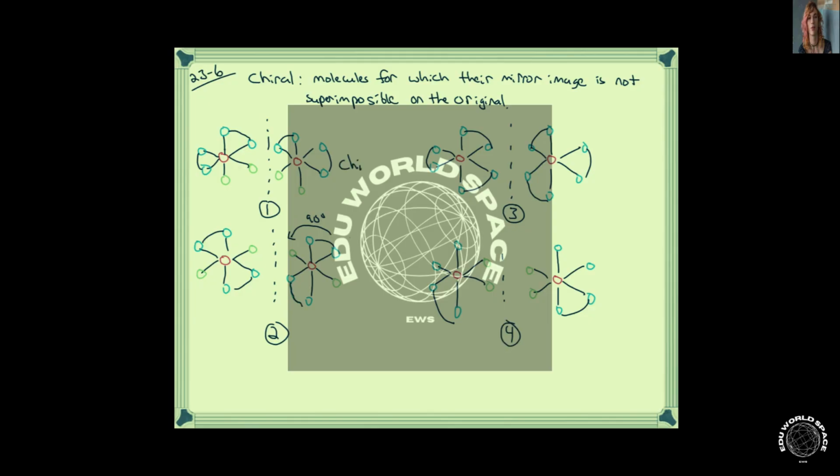So to review, 1, 3, and 4 were all chiral species because their mirror images were not superimposable upon the original molecules.